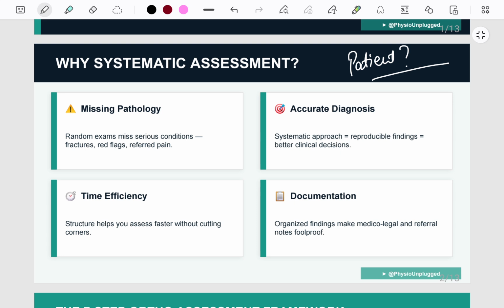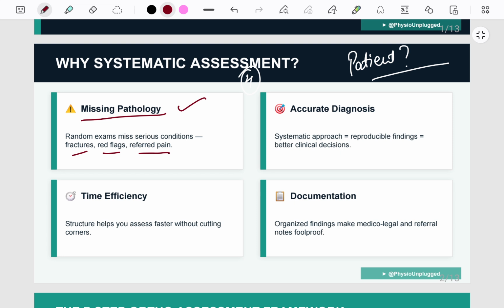A systematic orthopedic assessment does 4 things for you. What are these 4 things? First, it prevents you from missing any pathology. See, random examinations miss things like fractures, red flags, any referred pain, or any underlying conditions that are not very well taken under consideration when we are in a hurry or if we are not following a proper examination.